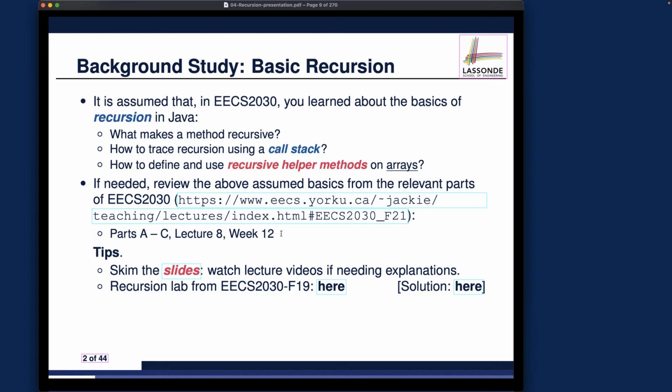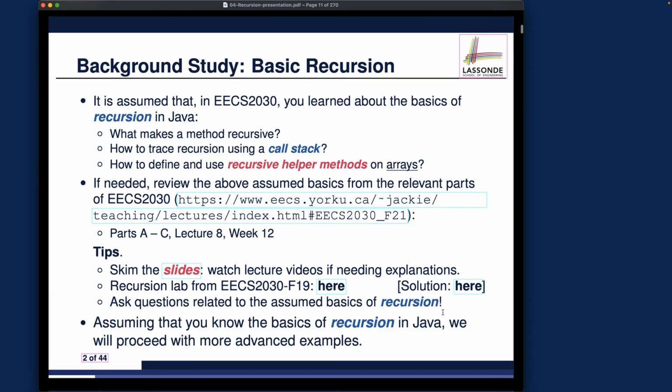I'll leave that decision to you, right? Whatever works best for you. There is one recursion lab from the earlier instance of EECS2011, and you can definitely look at the starter projects and also look at the solution, right? Just for your self-study. And ask me questions if you have any questions about the recursion basics.